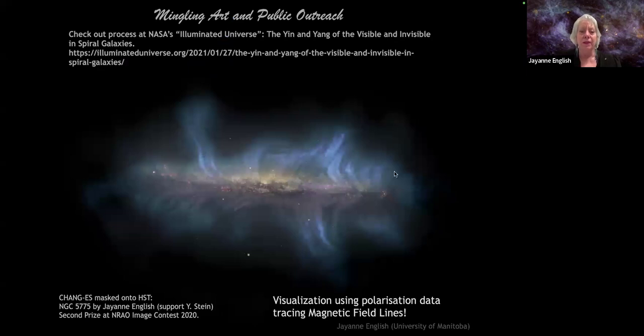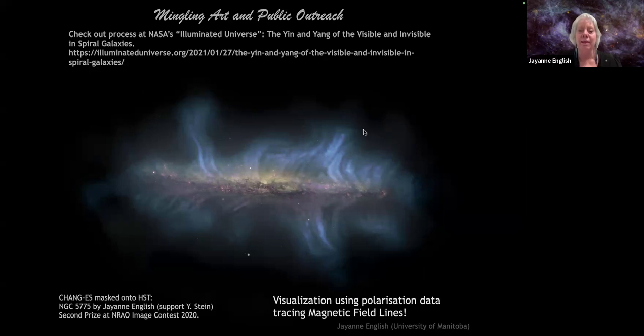So if you want to know how to make a magnetic field image using LIC, you can check out how I made this particular image at NASA's Illuminated Universe. You could probably just Google Illuminated Universe NASA and my name, and you'll come up with how the optical image here is made from HST data and how the rest of this image is created and how they're put together.